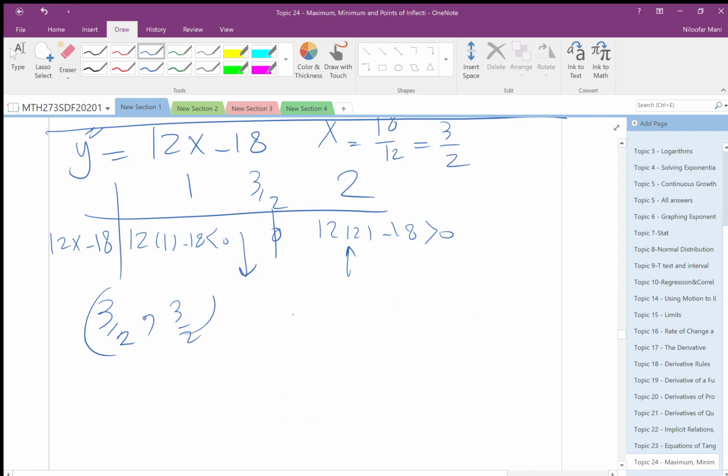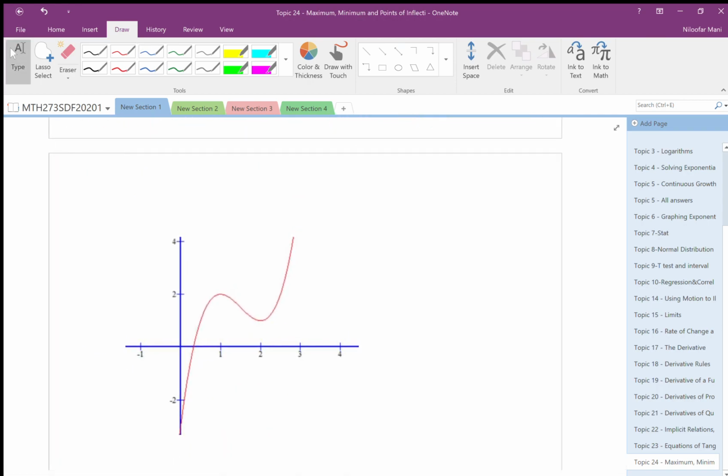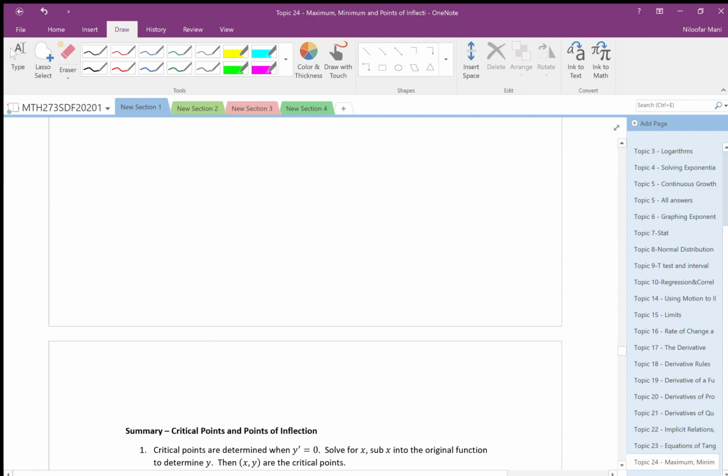This point is a point of inflection, because first of all, second derivative is 0 here, and second derivative changes from negative to positive, or positive to negative. So okay, look at this. This is a critical point, this is a critical point, and here in the middle, see, concavity changes. So that's the inflection point.